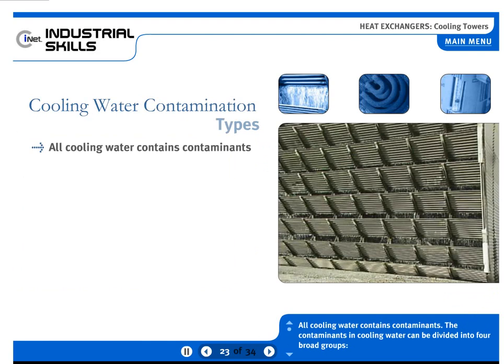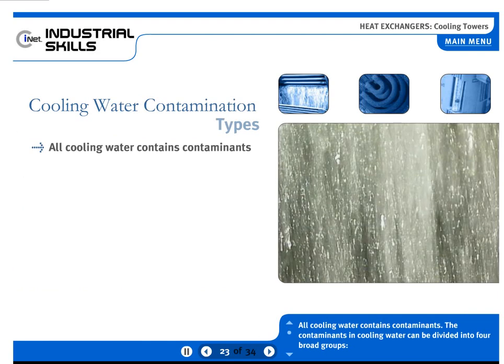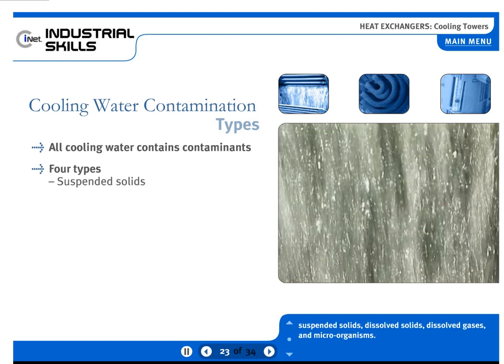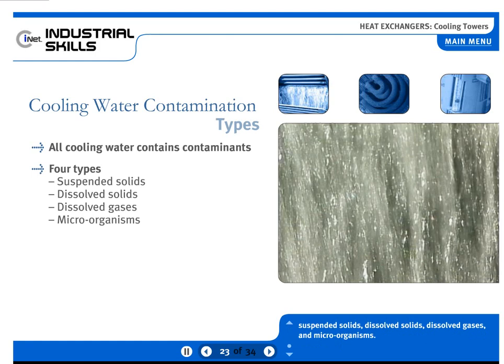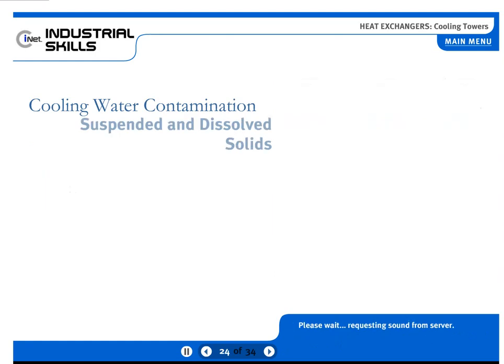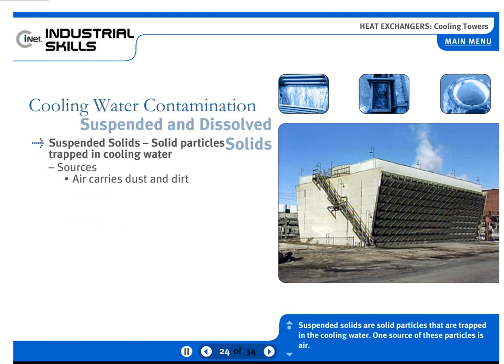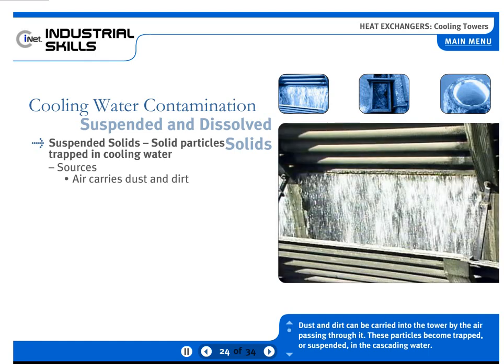All cooling water contains contaminants. The contaminants in cooling water can be divided into broad groups: suspended solids, dissolved solids, gases, and microorganisms. Suspended solids are solid particles that are trapped in the cooling water. One source of these particles is air. Dust and dirt can be carried into the tower by the air passing through it. These particles become trapped or suspended in the cascading water.